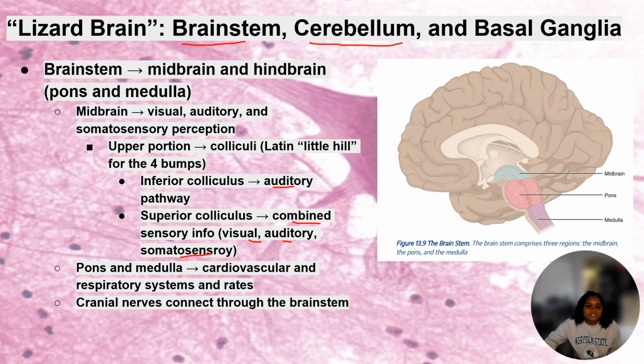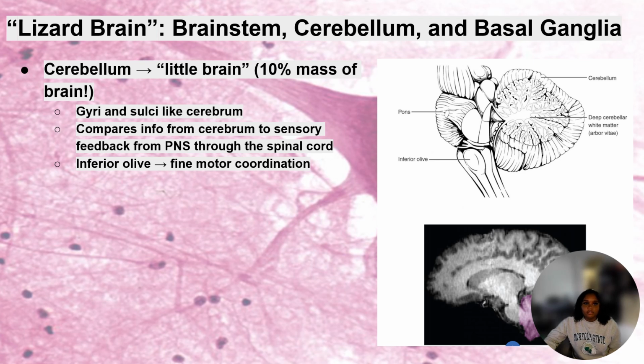And then you've got the pons and the medulla. So again, that's for cardiovascular, respiratory systems and rates. Your medulla oblongata, part of your brainstem. Think of it as keeping you alive, like breathing and stuff. And then your cranial nerves connect through the brainstem. Continue on the lizard brain.